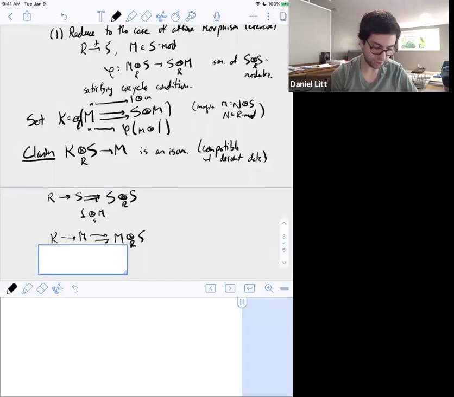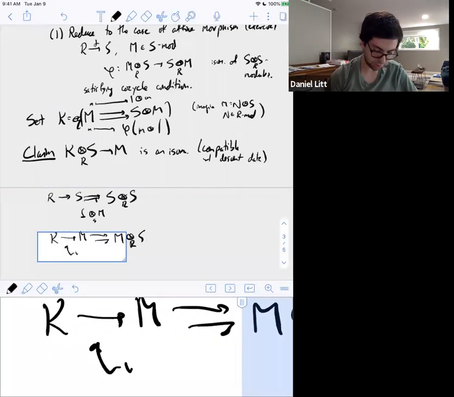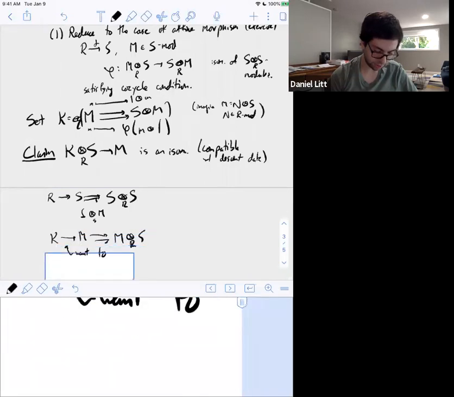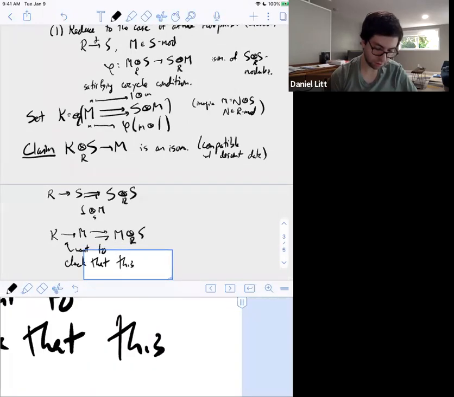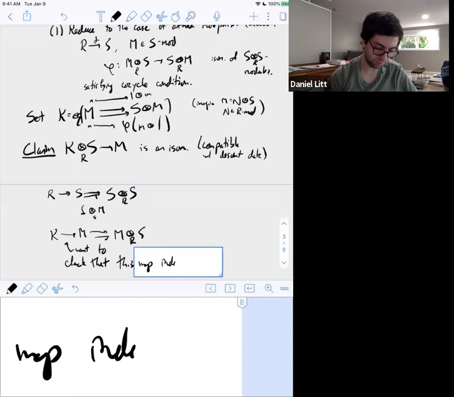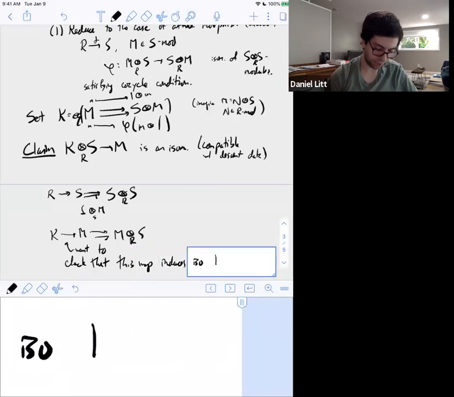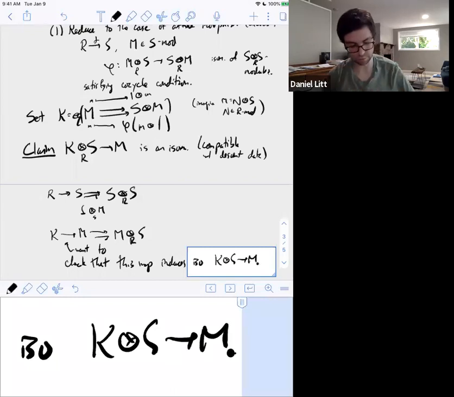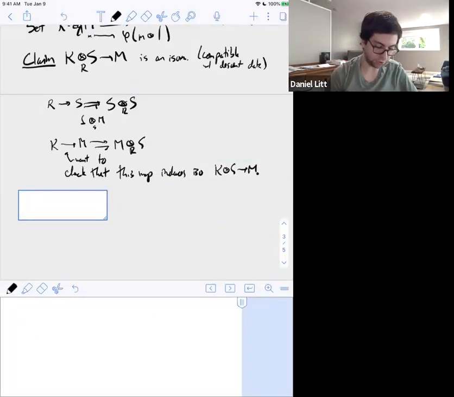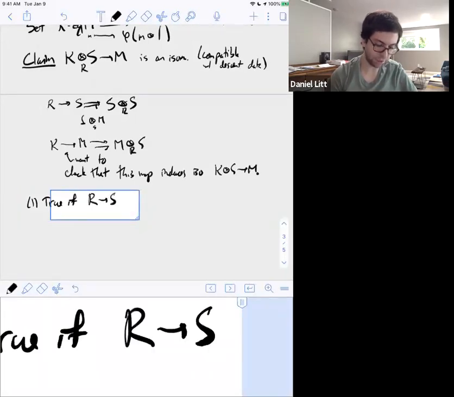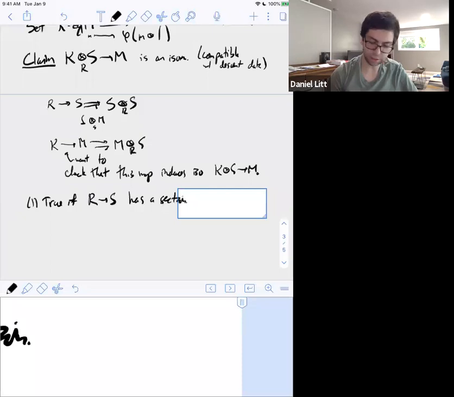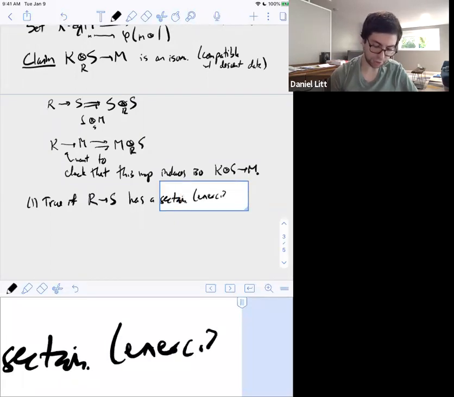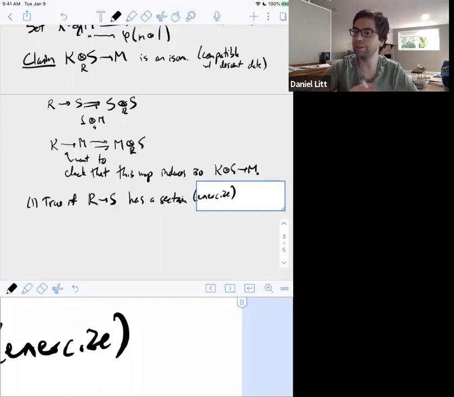And so we want to check that this map induces an isomorphism from K tensor S to M. Great. Okay, so there are two steps. So step one is that this is true if R to S has a section. Okay, I'm gonna leave this as an exercise, but maybe it's worth asking, do you guys see why this is true if R to S has a section?